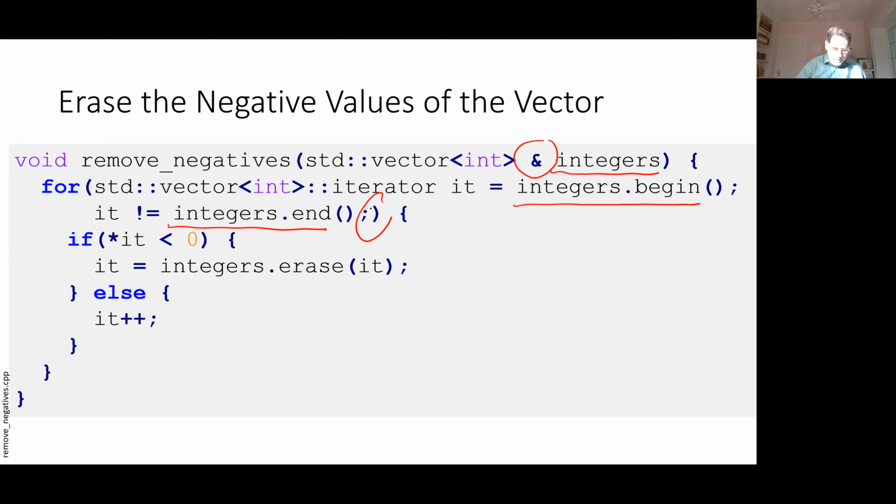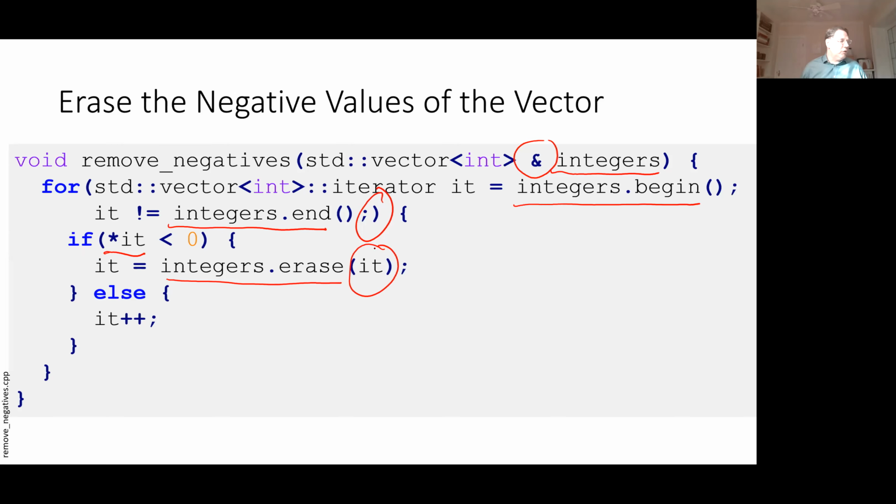Now, it's a bit weird here. We're not actually incrementing the iterator, and that's on purpose. What we do in the body of the for loop instead is we say if what's pointed to by the iterator is less than 0, so it's negative, we're going to erase it. And there's a member function called erase for vectors. So we say integers.erase. We need to know what we're erasing. We pass in the iterator. So erase the element that I'm pointing at because it's negative.